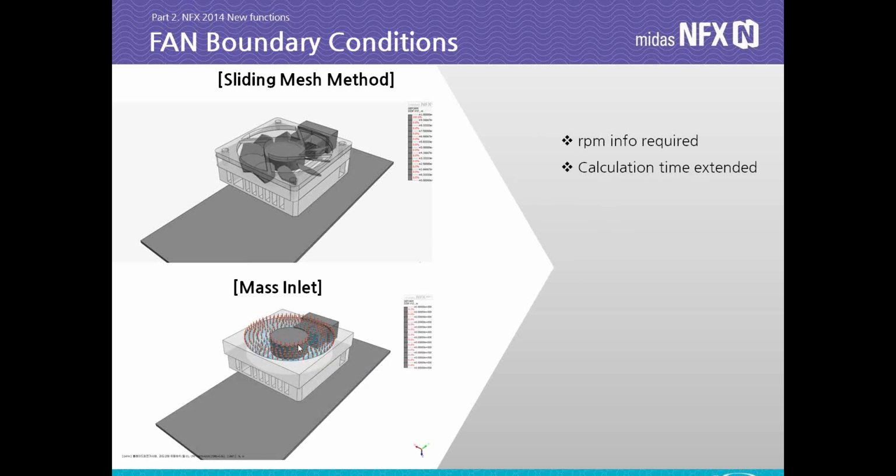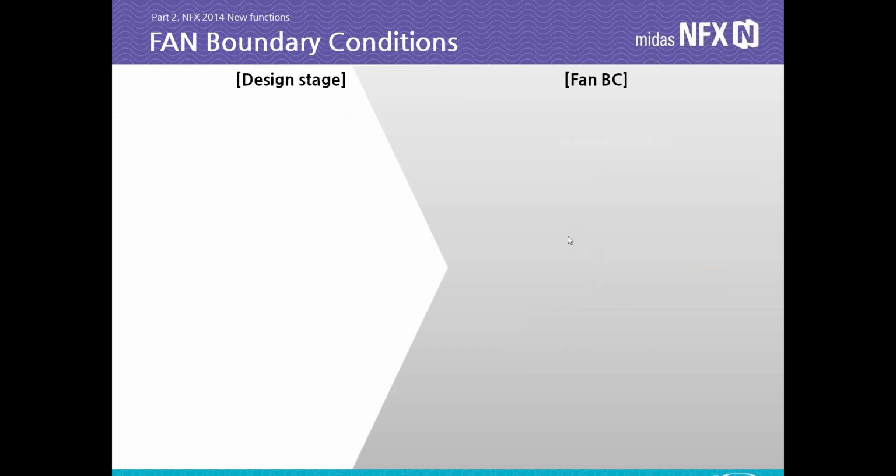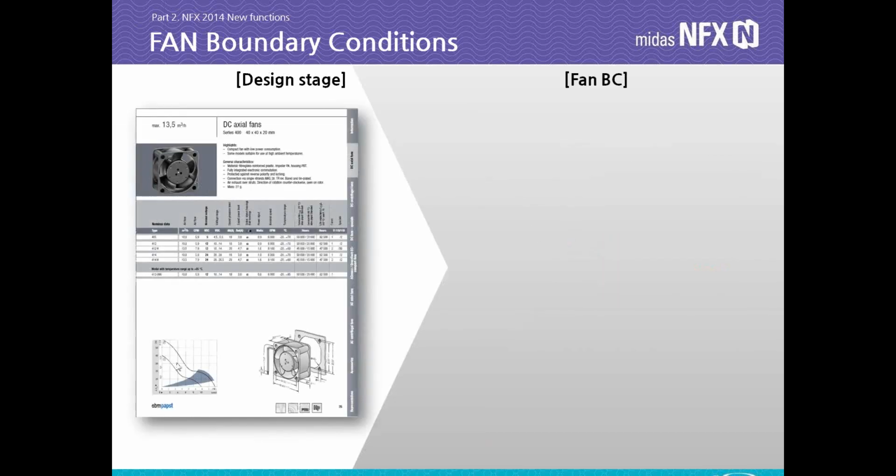So what you can do using this new fan inlet is actually replacing this by a mass inlet. So you only need the mass inlet info, how much mass is flowing through this aperture. But in the design stage, what you have is that. So how can you simulate the fan using only this? This is one of the challenges of the designers.